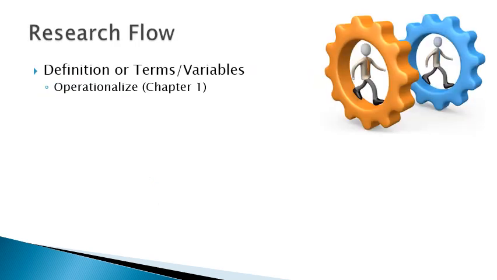Okay, so let's talk a little bit about a research flow. One of the first things that we do in research is we have to define our terms or our variables. And what we call that is operationalizing our variables. So if we're saying, does this make somebody happy? Well, we have to define what we mean by happiness.